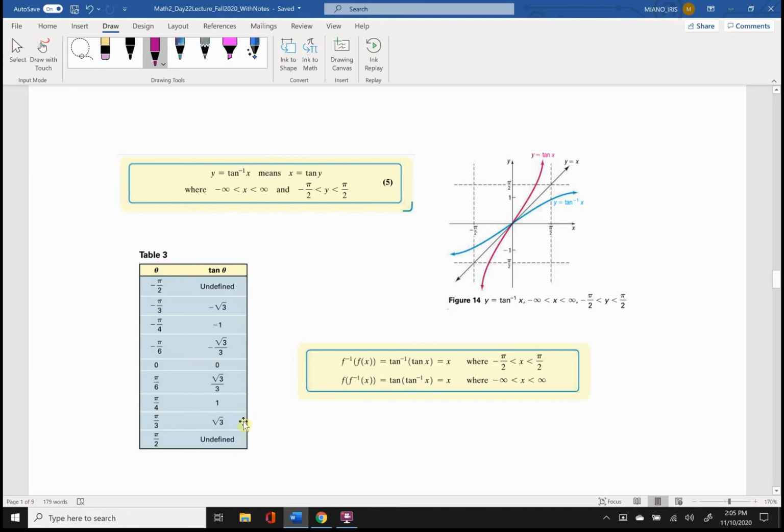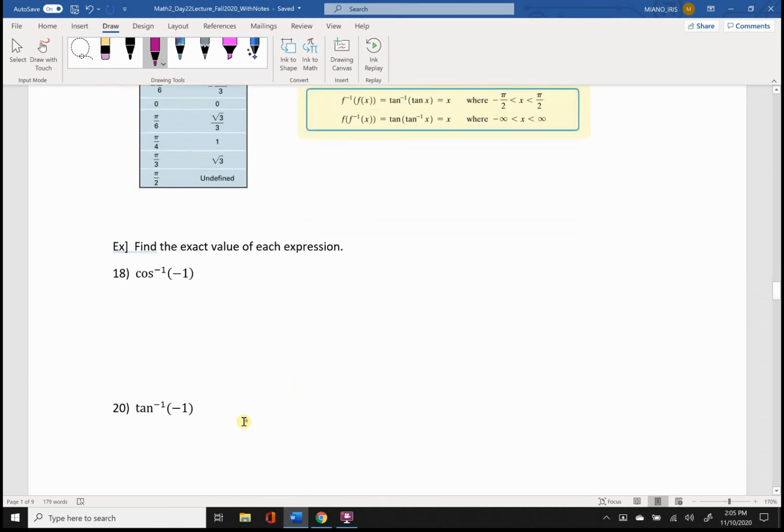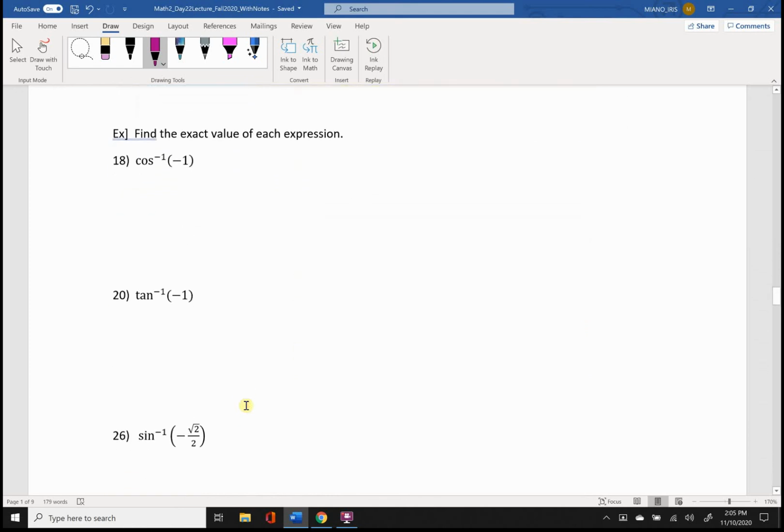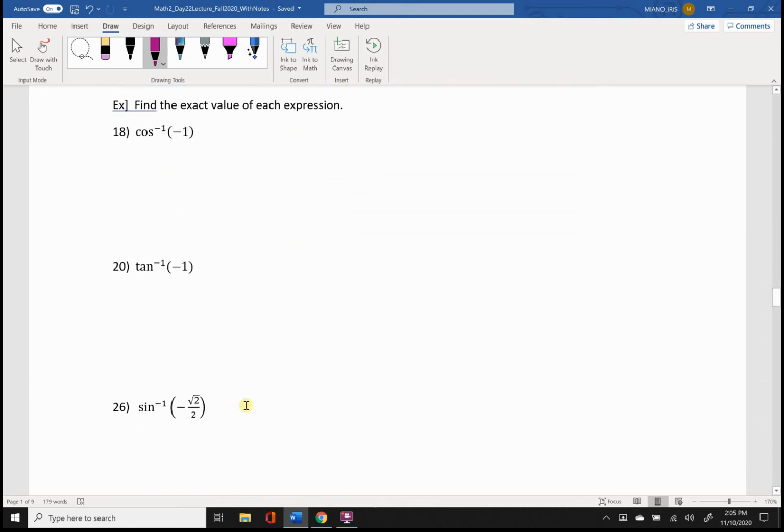So keeping all of these things in mind, let's get a little bit of practice in. Let's find the exact value of each expression for these three, and then we'll move on to a different type of problem a little after that. Okay, so let's find the cosine inverse of -1.